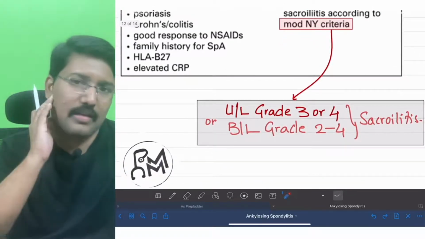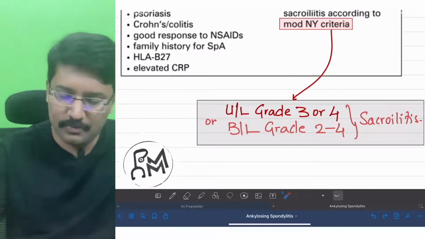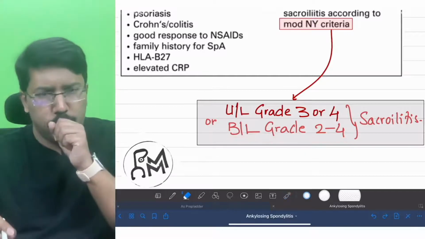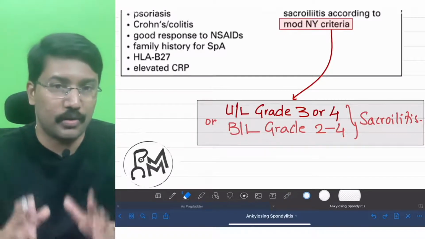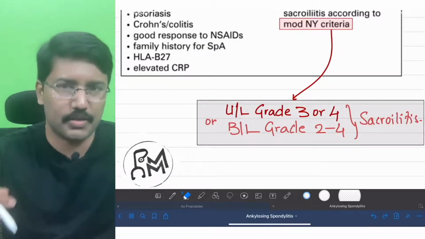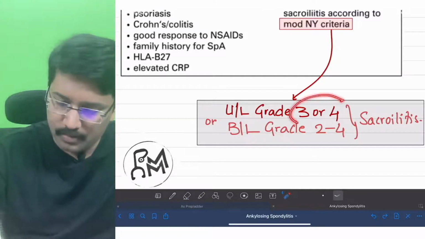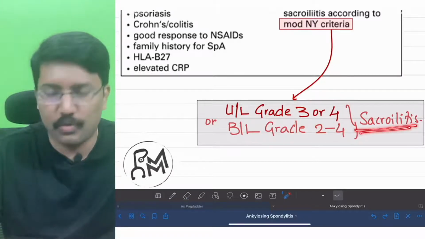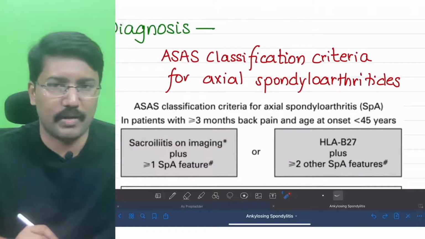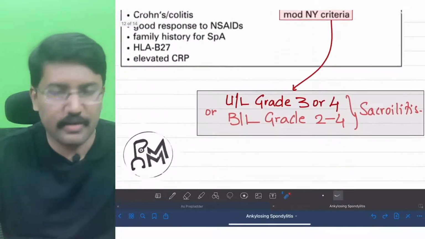The modified New York criteria says that relevant sacroiliitis on imaging is when it is bilateral and grade 2 to 4. Bilateral 2 to 4, or if it is only unilateral, normally it is symmetric bilateral, but when you are doing imaging, if it is unilateral, then grade 3 to 4. That satisfies the radiological criteria to call it sacroiliitis on imaging, either MRI evidence or X-ray: unilateral grade 3 or 4 and bilateral grade 2 to 4.